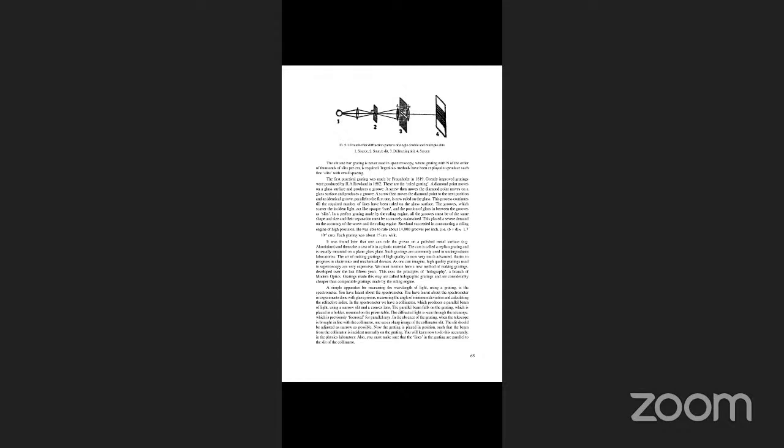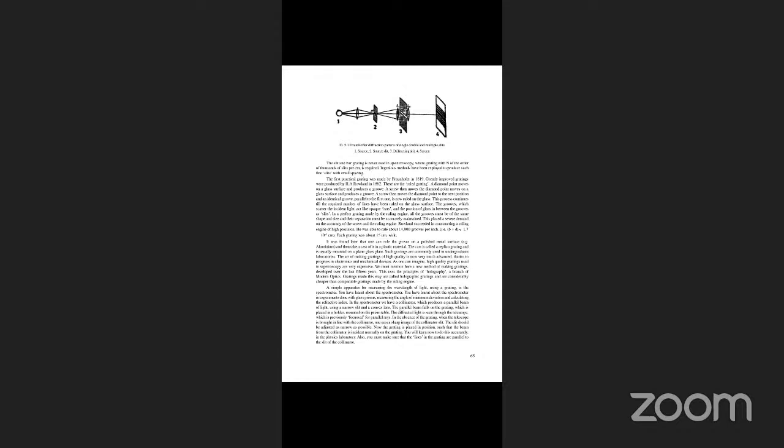The first practical grating was made by Fraunhofer in 1819. Greatly improved gratings were produced by H. A. Rowland in 1882. These are the ruled gratings. A diamond point moves on a glass surface and produces a groove. A screw moves the diamond point to the next position and an identical groove is produced. And it gives the multiple reflections.